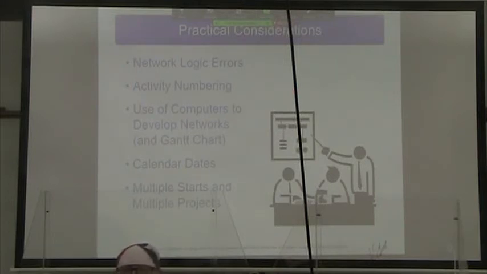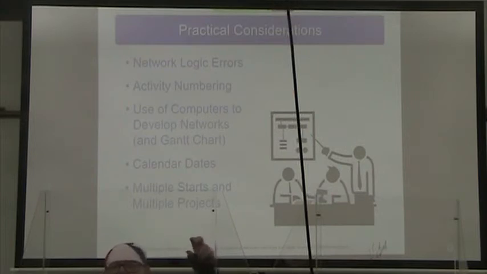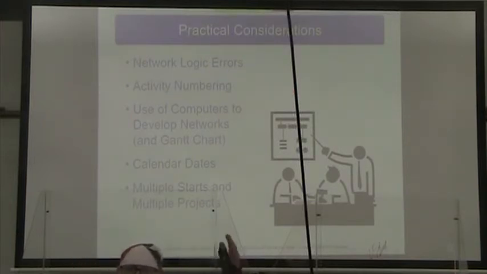The activity numbering, we try and have it in a somewhat systematic order so that activity E is not followed by activity B, right? We try and have it so it starts with A, goes through B, C, D, E, F, G, et cetera, et cetera.